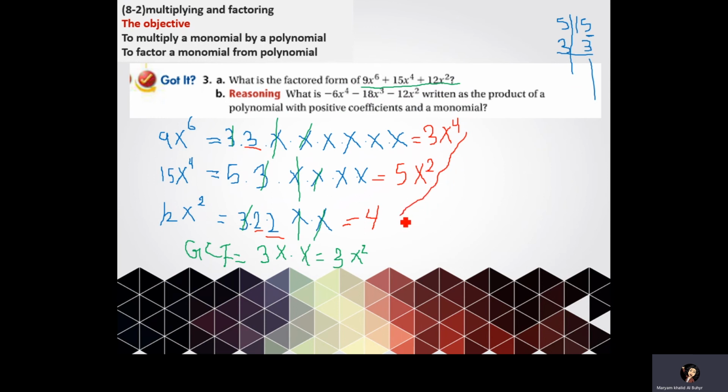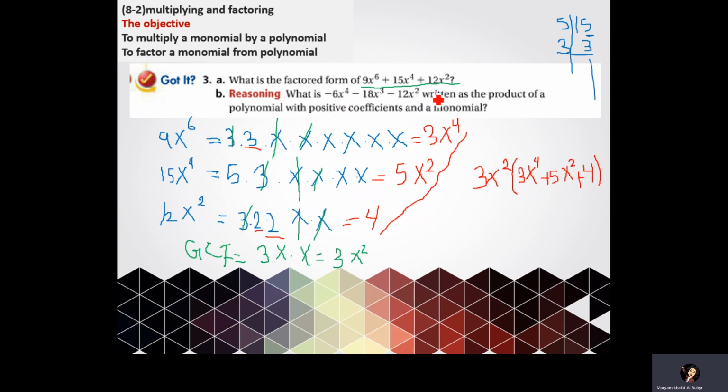Take these as a polynomial, sum them all or add them all, since you have all of them positive. So just add them all and then put this outside. So let's rewrite it. That will be 3x to the power 2, open parentheses, 3x to the power 4 plus 5x to the power 2 plus 4. That's all that you must do. Take the greatest common factor, put it outside, open parentheses, write the remaining things. That's the idea. The idea is really simple.